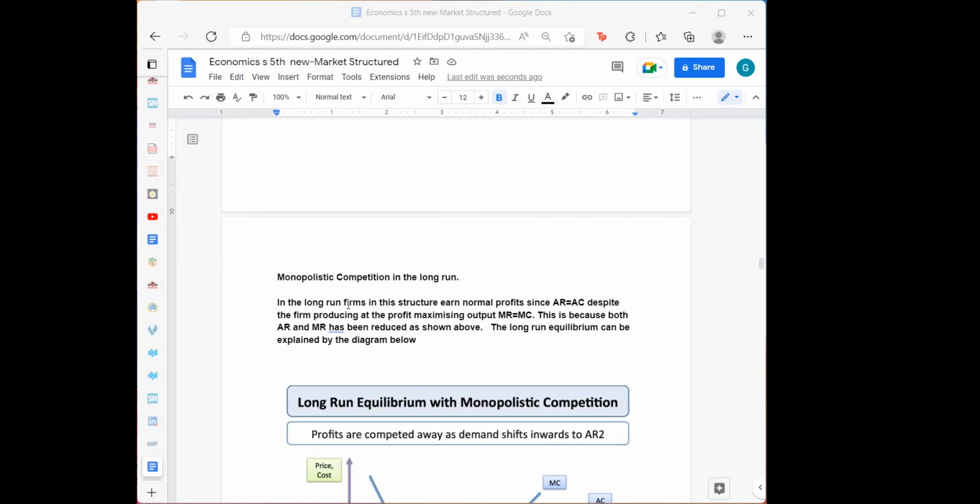The long run equilibrium. This is why we say in the long run, firms in this structure make normal profits since AR is equal to AC. This is what we just looked at, despite the firm producing at its profit maximizing output. This is because both MR and MC have been reduced as shown above.